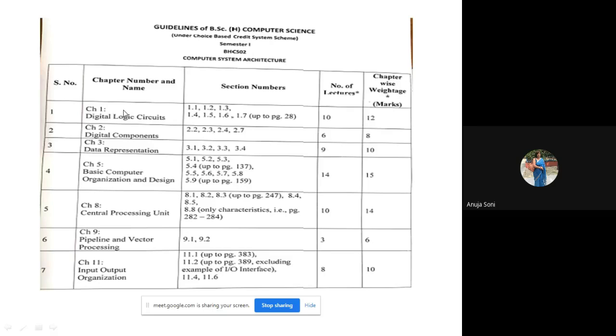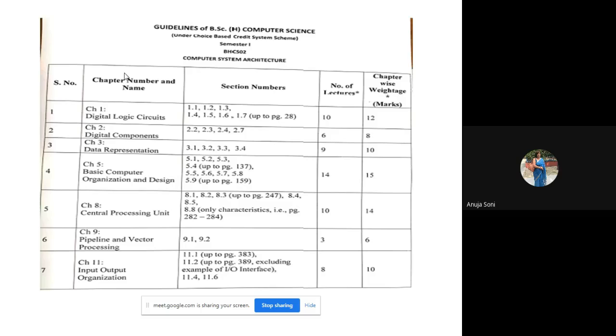Now, these are your guidelines, or you can call it your course contents. Detailed course contents are available on your website, for this paper as well as for other papers. For this paper specifically, these are the guidelines. The guidelines consist of a number of chapters and the corresponding section numbers that you have to follow in order to complete the course. To appear for the exam, you have to be confined to the contents of these guidelines only.